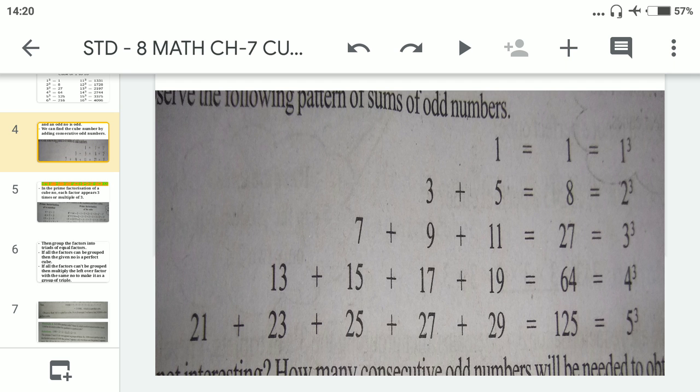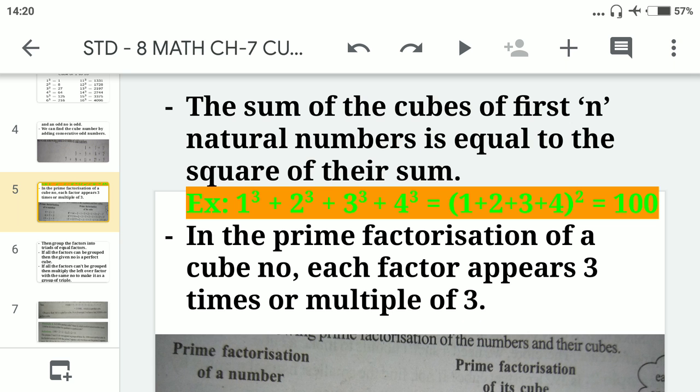And the next three odd numbers are 7, 9 and 11. If you add them, you will get the cube of 3. Like that we can calculate. Then the sum of the cubes of the first n natural numbers is equal to the square of their sum. You can see the pattern here.